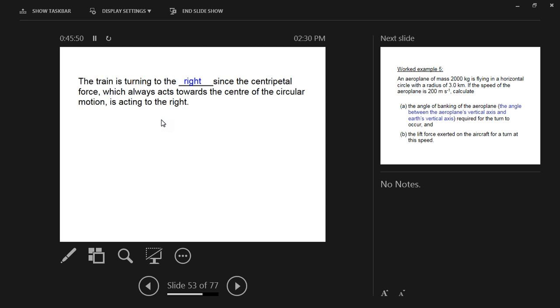Where the center of the circle is, is where the force is directed, because centripetal means center seeking. So the resultant force will always be pointing towards the center of the circle. That will be the direction that the train will be turning. With that, we're done with example 4. Now we move on to example 5.